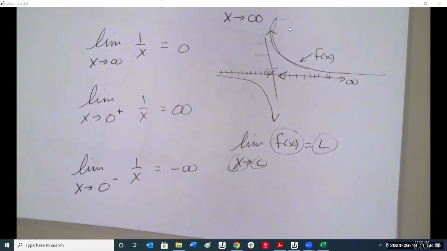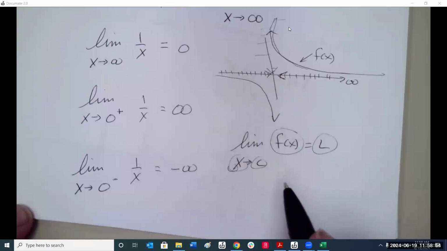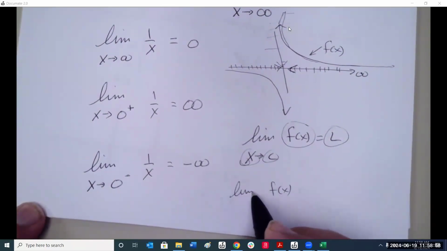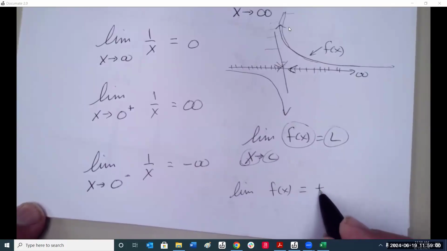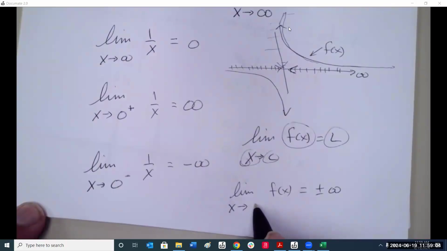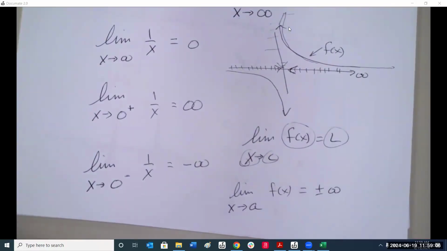So that's what the definition tells us about vertical asymptotes. Vertical asymptotes are where the limit of that function goes to positive or negative infinity as x approaches some value.